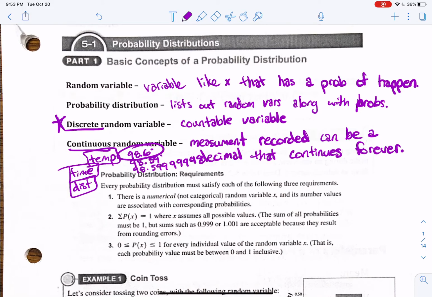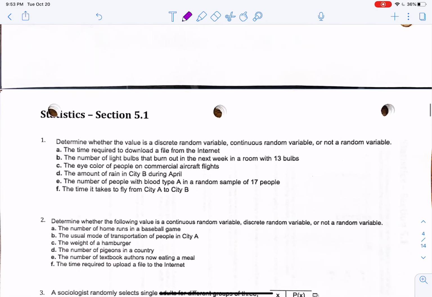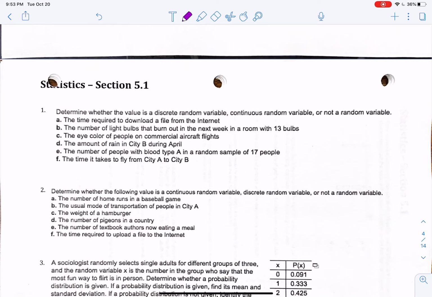Okay, so let's go down here. You guys have a sheet of paper that also looks like this. You will have some on your homework assignment that I post online that will give you questions that are exactly like this. So let's go through just number 1 real quick, where we talk about whether it's discrete, continuous, or not a random variable. So part A, the time required to download a file from the internet.